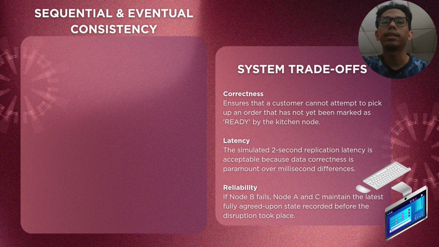Last, for our food ordering system, data accuracy must always trump millisecond level speed.